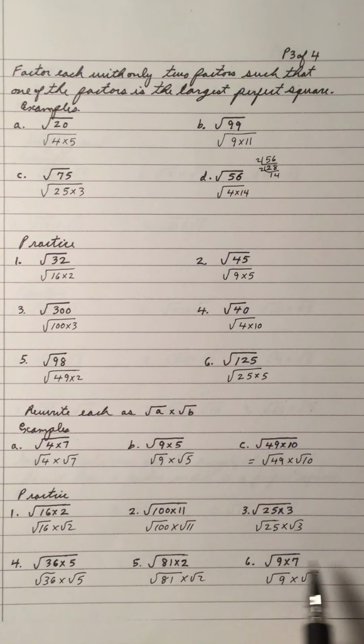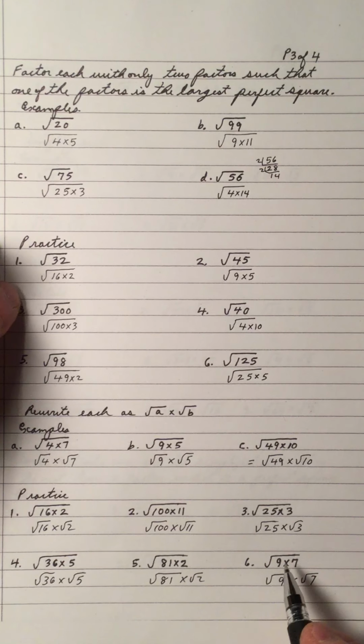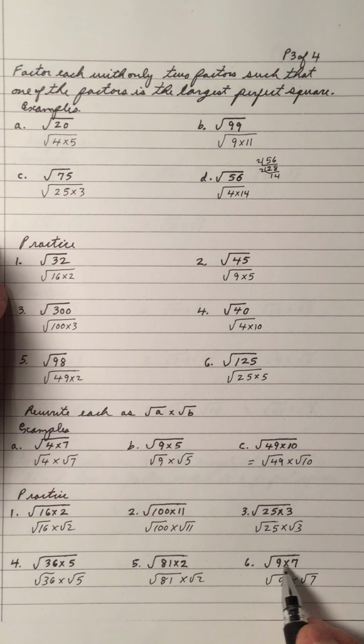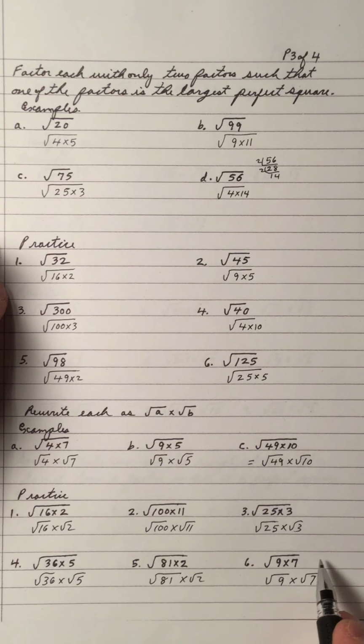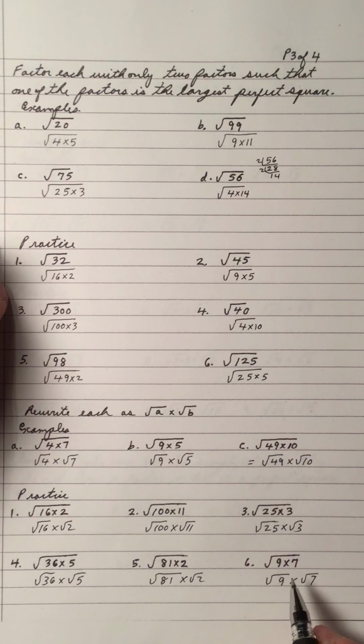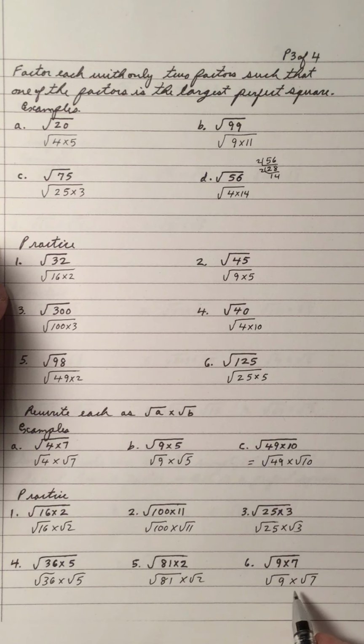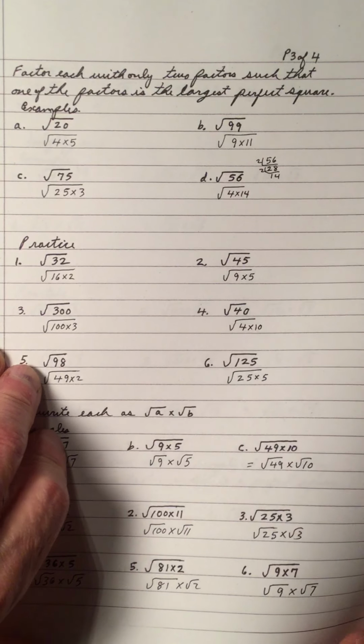And you notice if you took a calculator and worked these out, every one of them, if you call that 63, 7 nines are 63. If you did the root of 63 on your calculator, and then you did the root of 9 times the root of 7, you get the same decimal numeral.